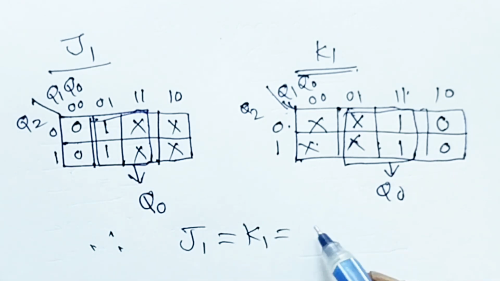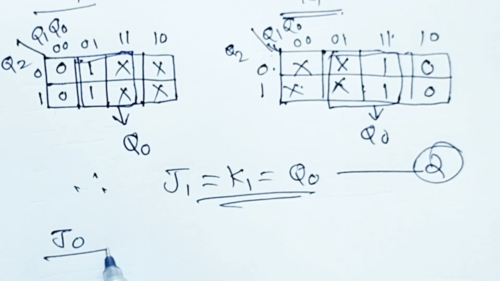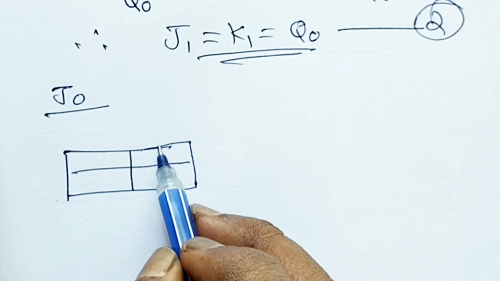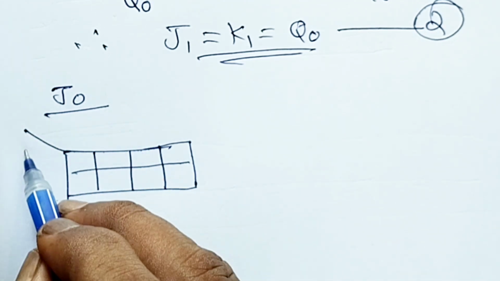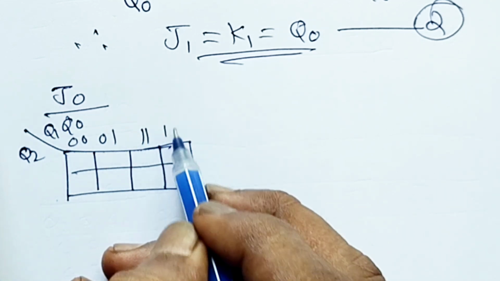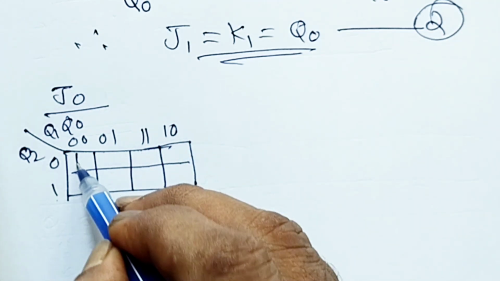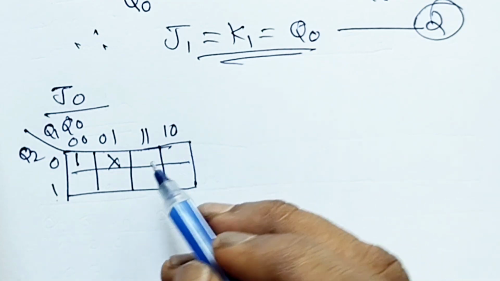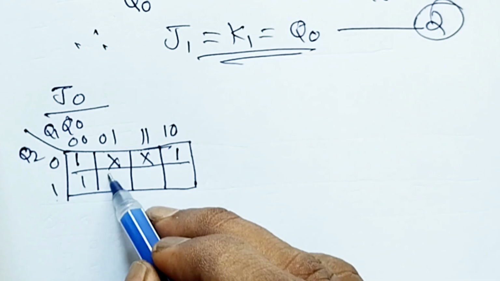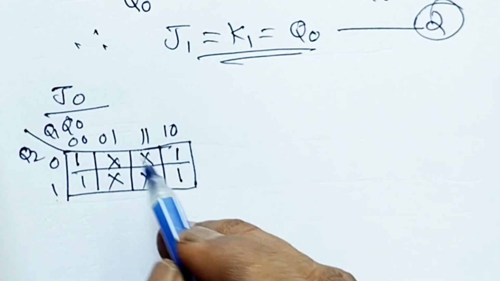Then the third flip-flop, for that the J input is J0, and Q2, Q1, Q0 is the split of variables for the Karnaugh map. Then 0 0, 0 1, 1 1, 1 0 written over there. Then let's fill it with the ones and don't cares. Then you will be able to find all the 8 cells are filled with either 1 or x, so we can group everything together to form an octet. So if we are able to combine a single group consisting of all the elements in a map, then the value is equal to 1.